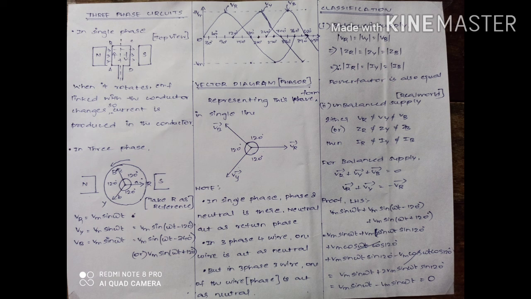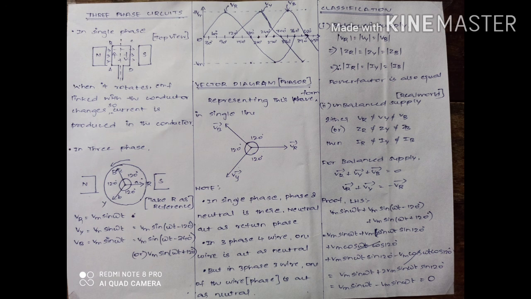If three conductors of the same length and same resistance are rotating in an anti-clockwise direction, then the voltages induced in the three conductors are the same. The voltage induced in the three conductors is Vm sin omega t. If we take conductor R as a reference, then the voltage across Y is Vm sin(omega t minus 120 degree), and the voltage across B is Vm sin(omega t minus 240 degree). If the conductors rotate in a clockwise direction, then the voltage across B is Vm sin(omega t plus 120 degree).